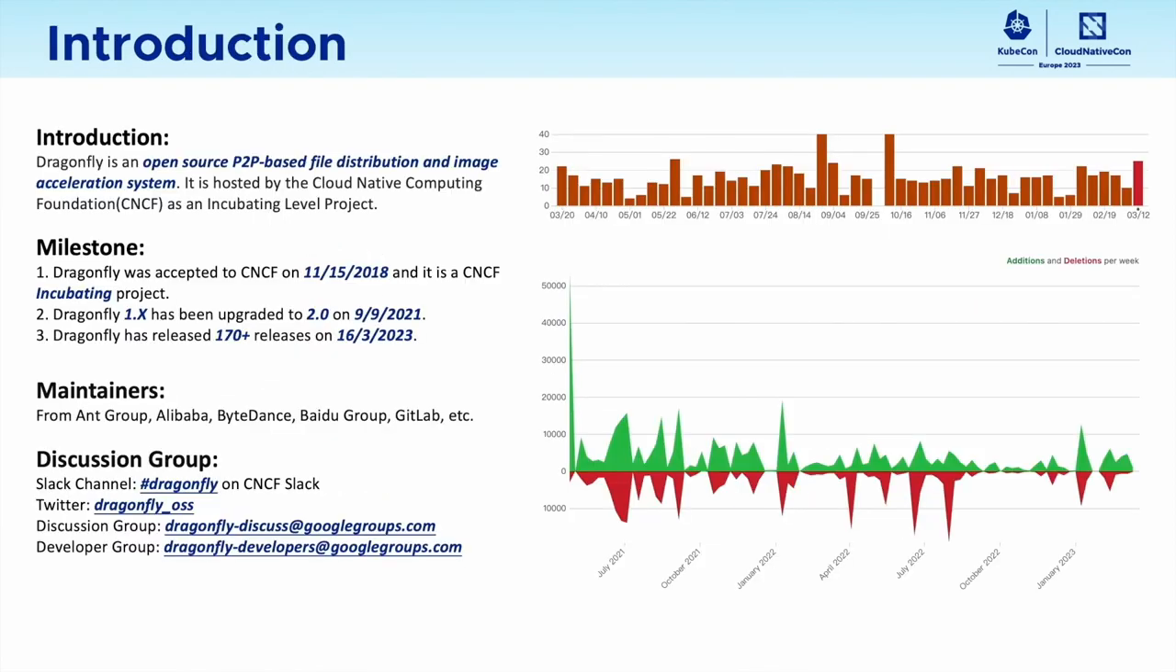First, let's introduce the Dragonfly project and some of our research and development data in the past year. Dragonfly is an open source P2P-based file system and image acceleration system. It's hosted by the Cloud Native Computing Foundation as an incubating project. It's designed to improve the efficiency and the speed of large-scale file distribution. It's used in the fields of application distribution, cache distribution, log distribution, and image distribution.